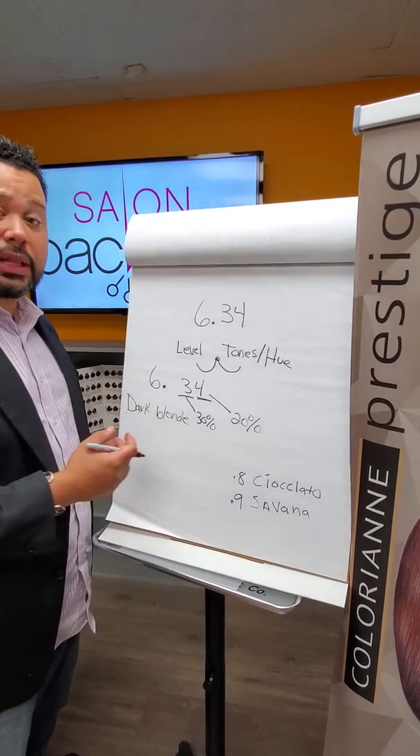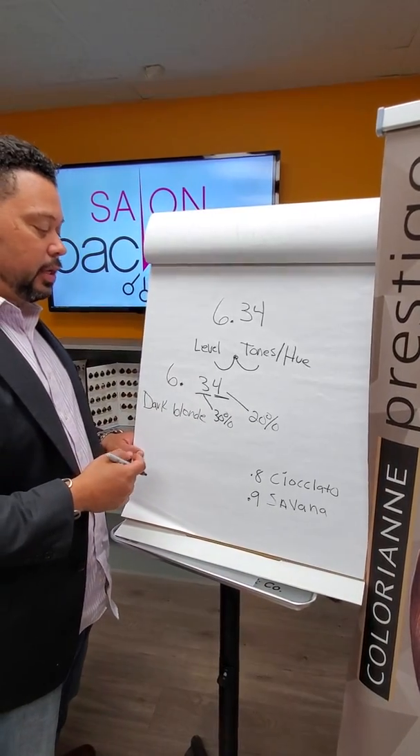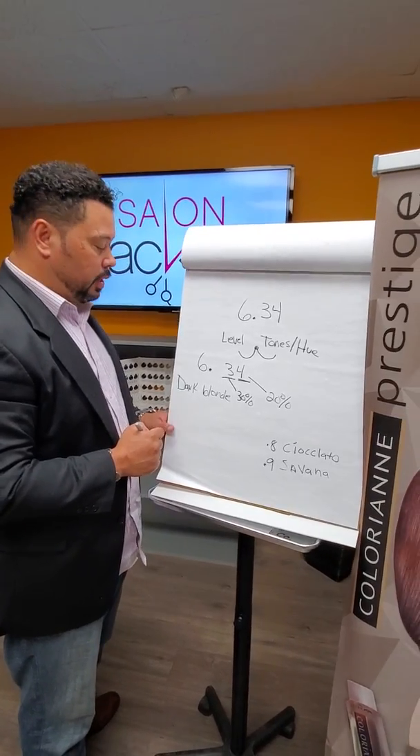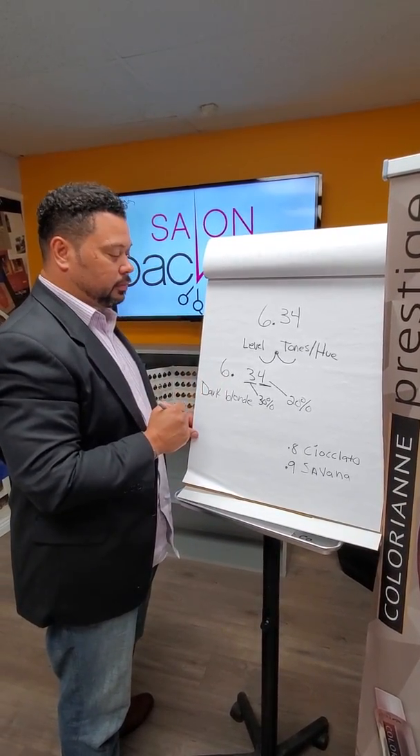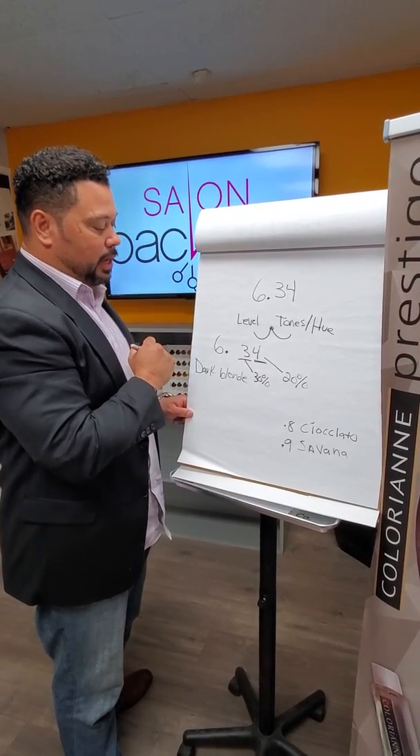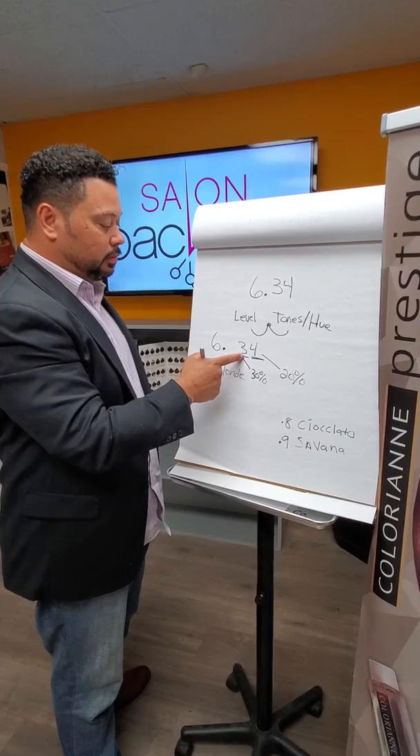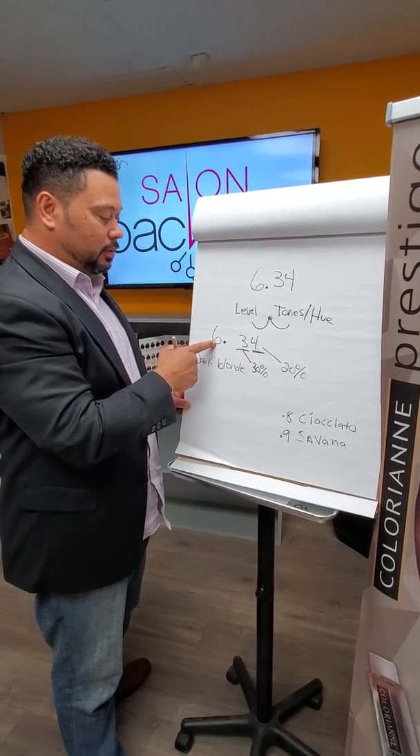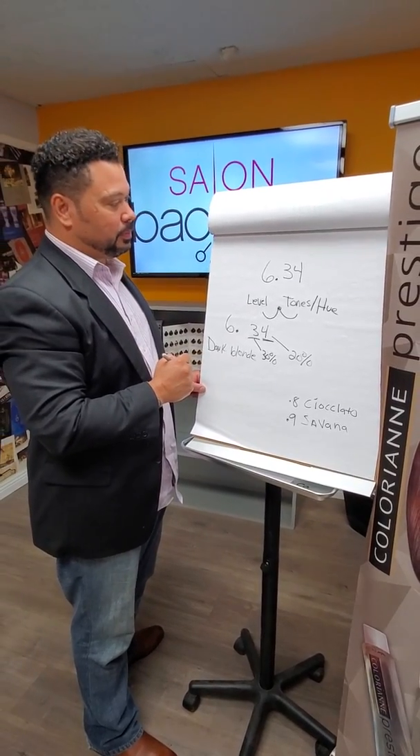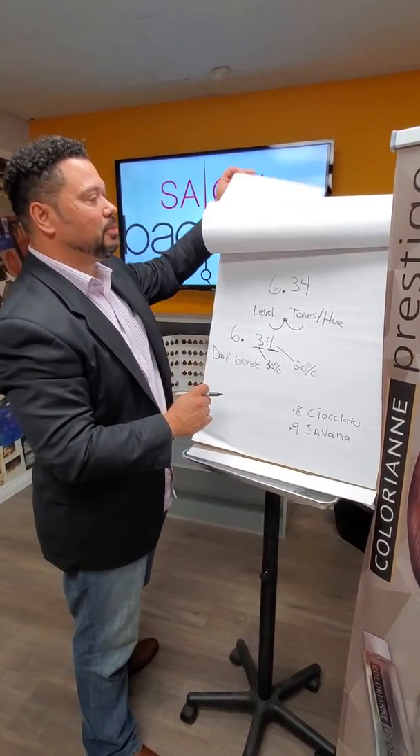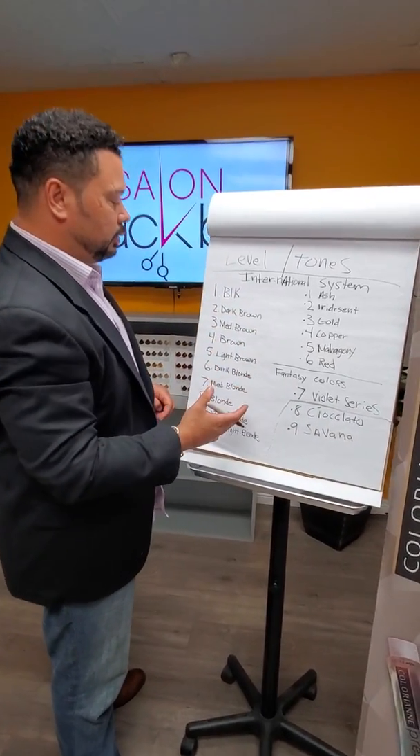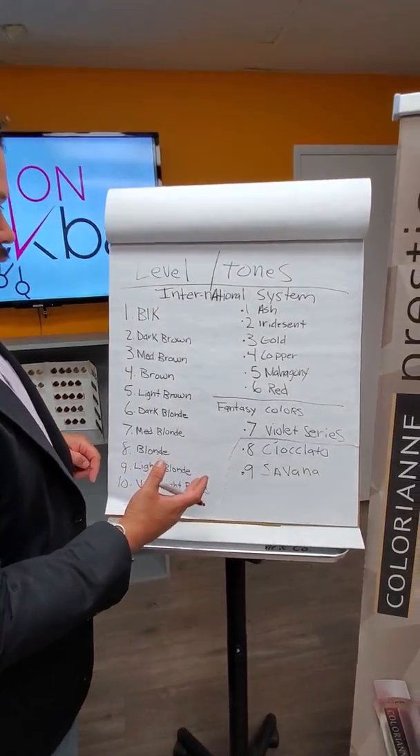Now, how do we read this color? We read it by beginning with the boss color first. Then we read the level. Then we read the reflect. So this is read as golden, dark blonde with copper. Very simple. This is the International System broken down to you by simple formats.